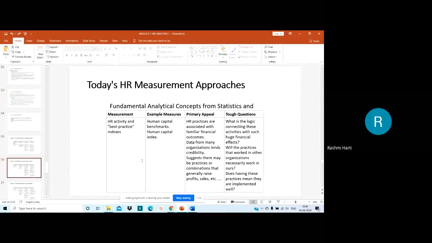Then data from many organizations lend credibility, and suggest that there may be practices or combinations that generally raise profit, salary, sales, etc. The tough question here would be, what is the logic connecting these activities with such huge financial effects, right? Will the practices that worked in other organizations necessarily work in ours? Does having these practices mean they are implemented well? All these are tough questions which have to be answered to identify whether the fundamental analytic concepts are proved positive when it comes to statistical calculations, right?